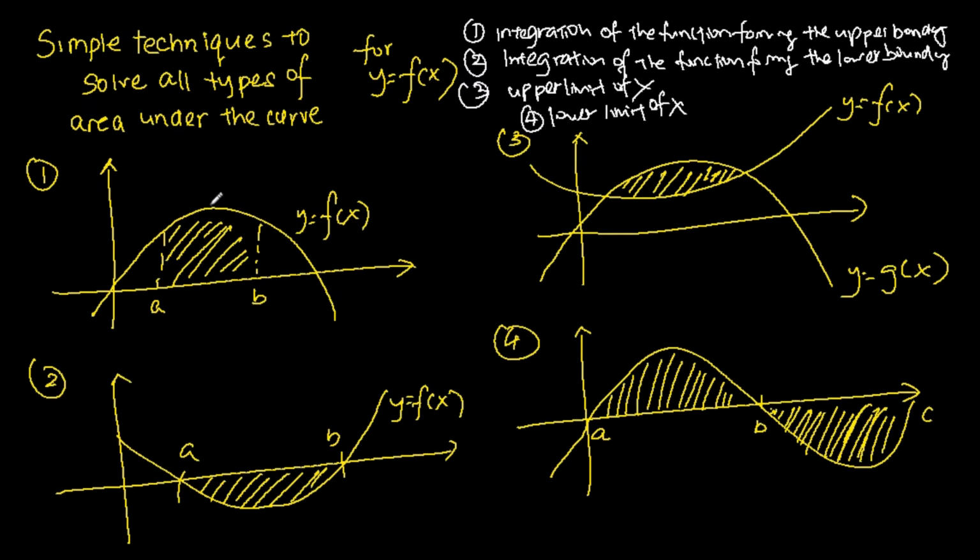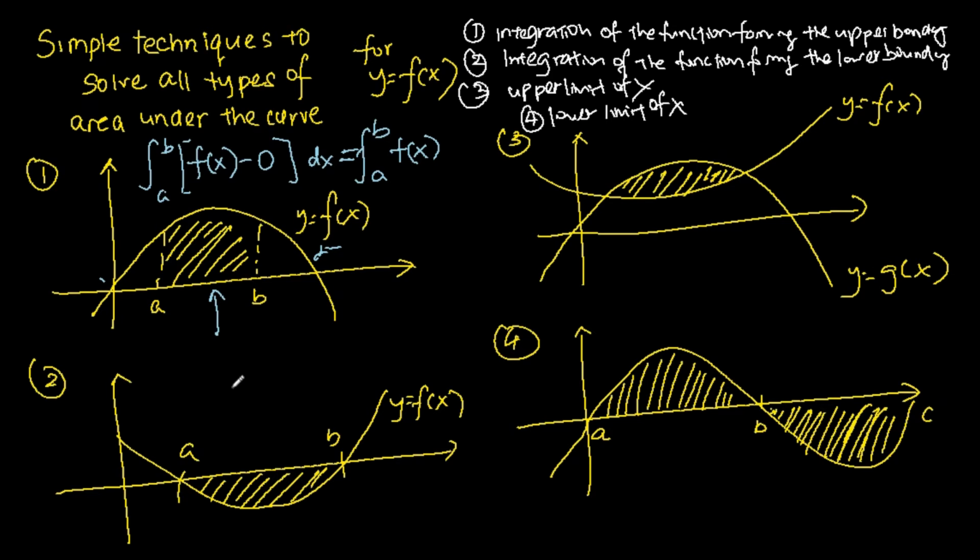For the first question, to find the area under the curve, we will first find the upper boundary of the area under the curve. In this case, that will be f(x). While for the lower boundary of the area under the curve, that will be the x-axis, which is y equals 0. My lower limit is a, and my upper limit is b. So this is basically equivalent to the integral of f(x) from a to b.